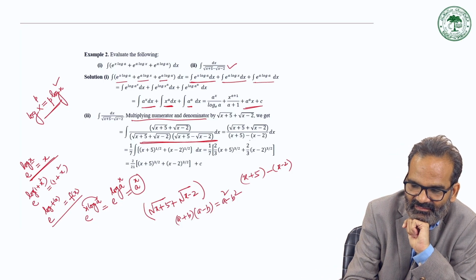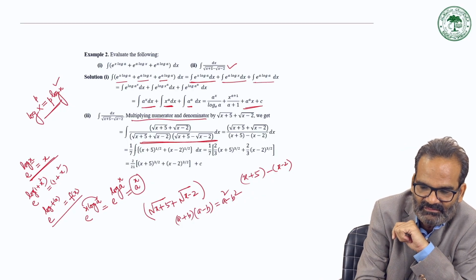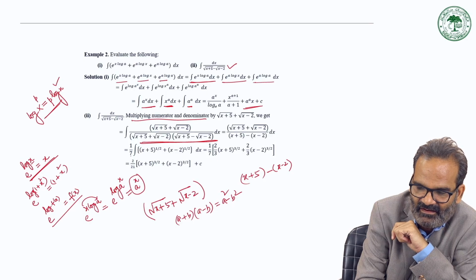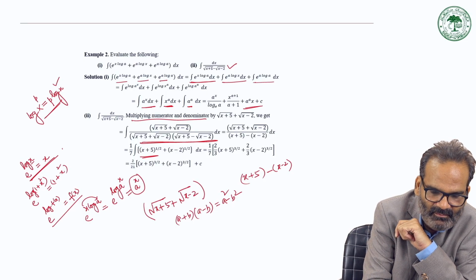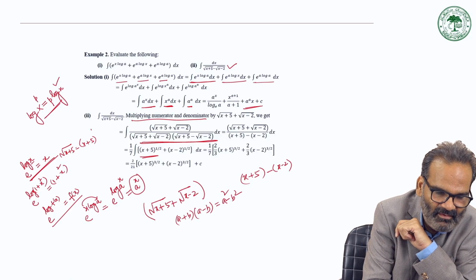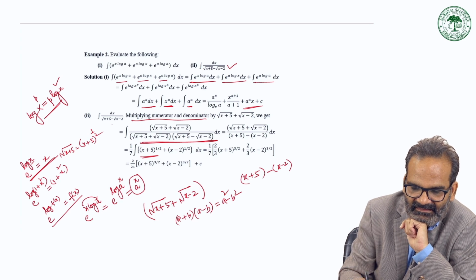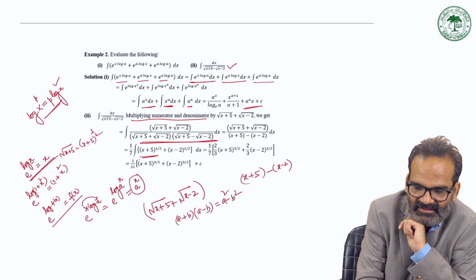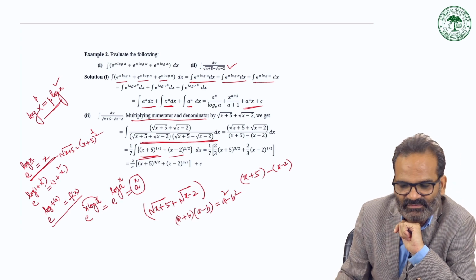So simplify it. What will you get here? x plus 5 minus x plus 2: x and x will cancel out, and 5 plus 2 is 7. So 1 upon 7 is taken outside. What is left? Root of (x plus 5), which can be written as (x plus 5) raised to the power 1 upon 2, plus (x minus 2) raised to the power 1 upon 2.